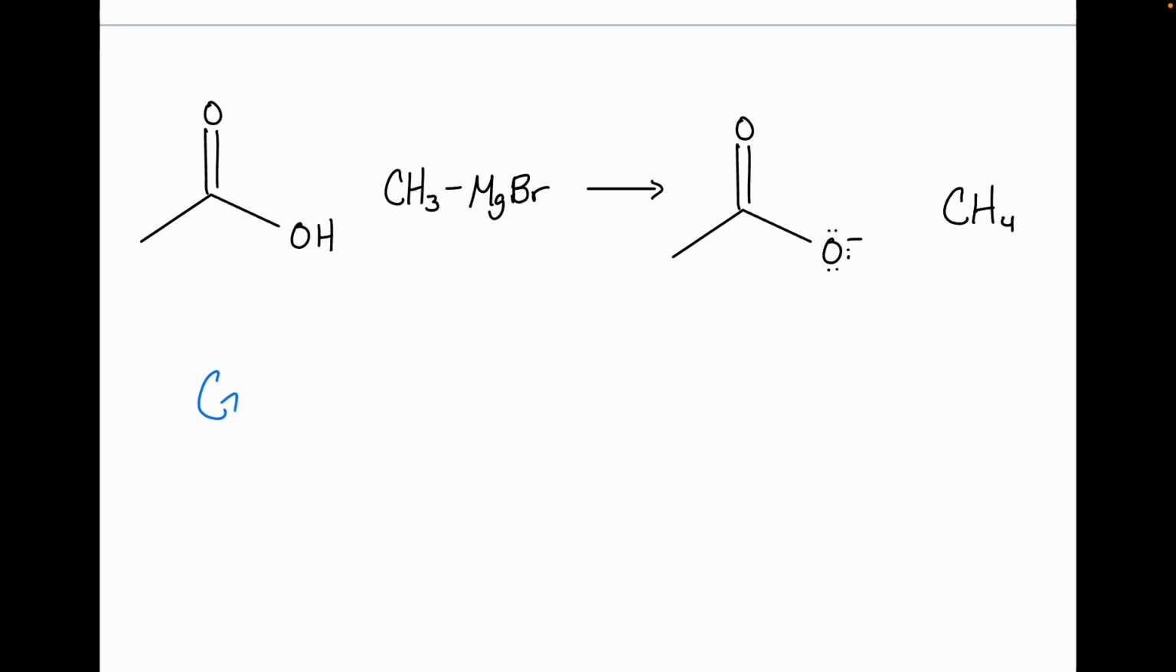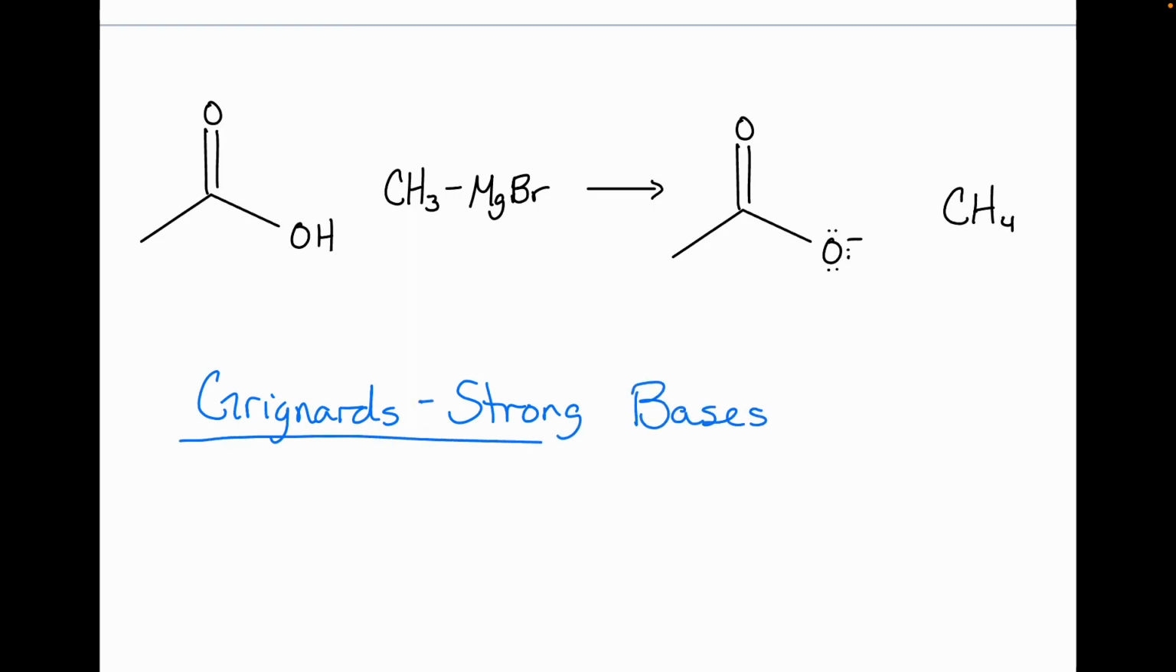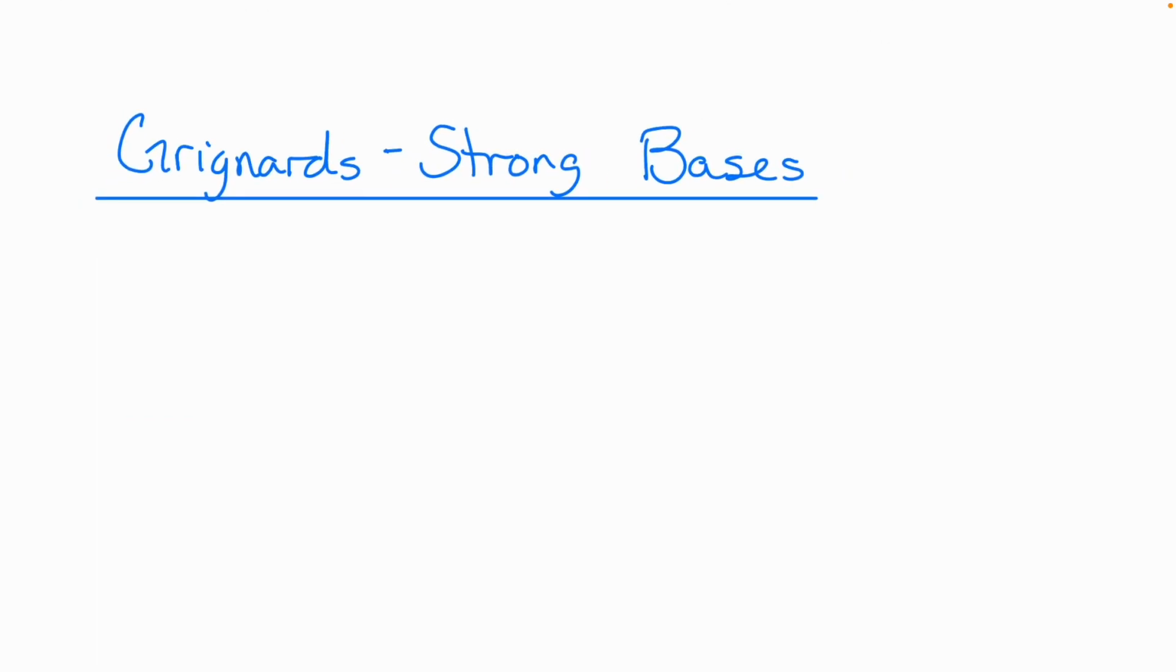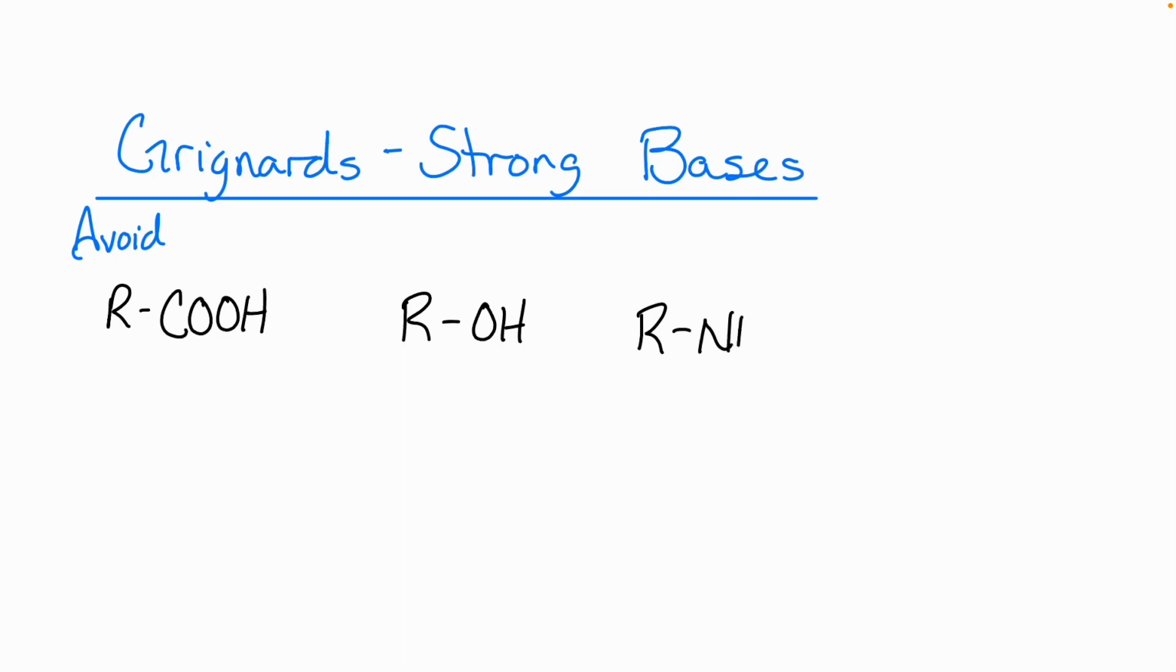Okay, so Grignards are strong bases. So we have to avoid certain acidic hydrogens. All right, so we said carboxylic acids aren't going to work. So let's just say we're going to make a list of things to avoid here. All right, but when I say they're good acids, I mean really good acids. So you also can't have any alcohol groups, any amine groups, or any thiols. All of those are donatable hydrogens. They will simply be ripped off by your Grignard reagent.